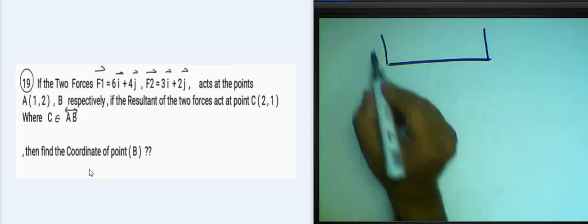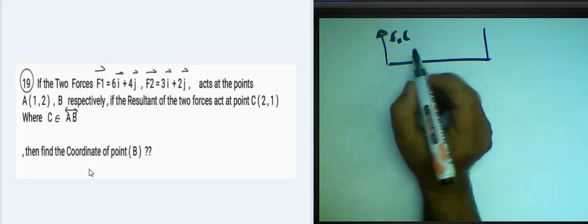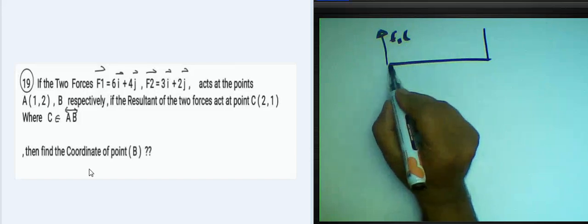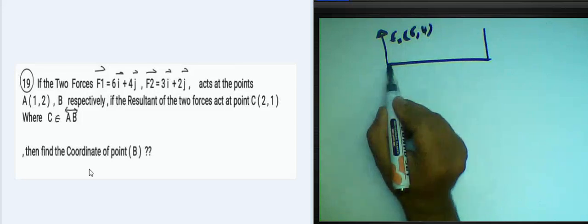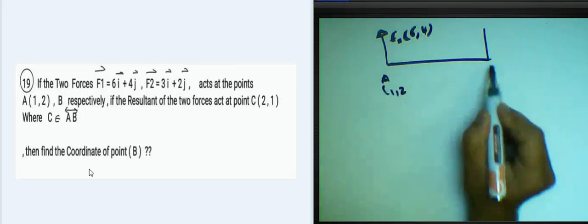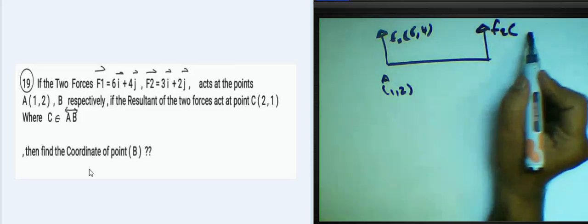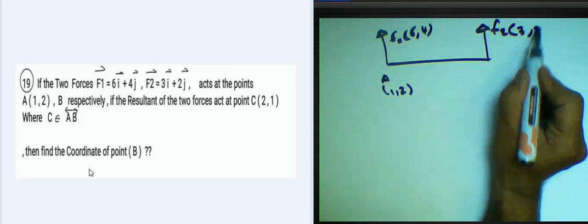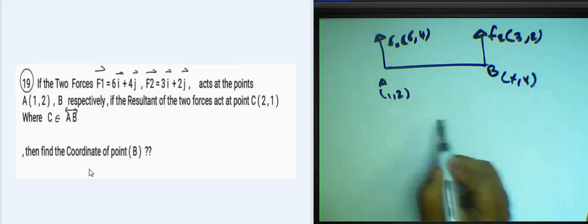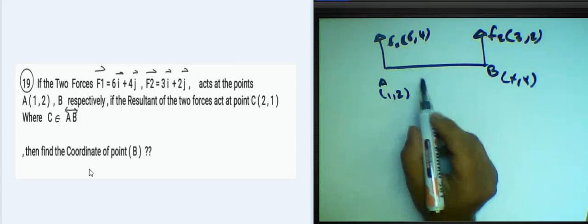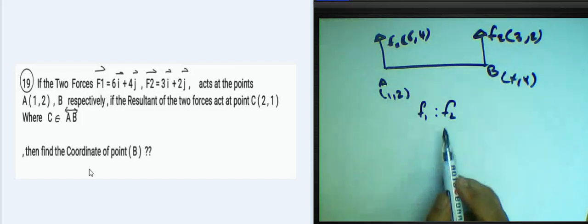F1 and F2. This force F1 acts in the point A, with coordinates 6 and 4, and F2 acts in the point B, X and Y. The order here is 3 and 2, direction F2. I don't know it. We know the ratio between F1 to F2. We know F1 is twice F2.